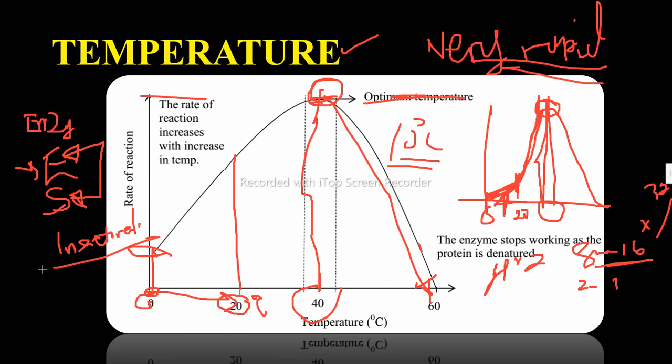The number of products formed per minute is going to rapidly decrease up to a certain temperature where you are forming totally no product. And guys, it's as simple as that. So any queries, guys? Any queries?